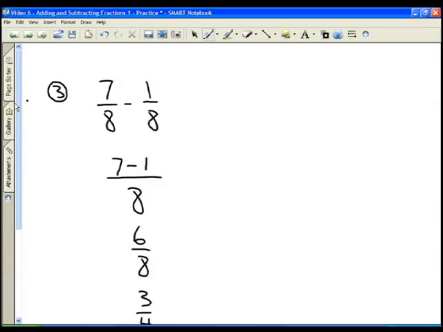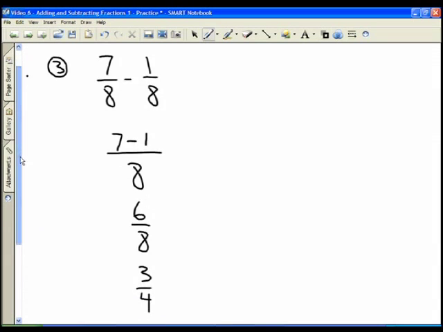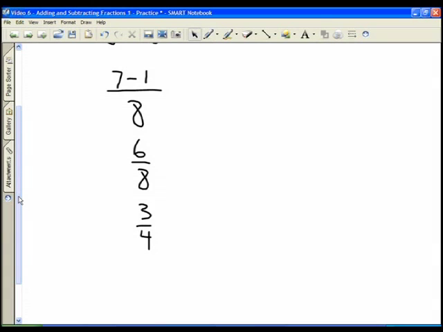So there's a quick look at adding and subtracting fractions and a little bit of practice with fractions that have a common denominator.